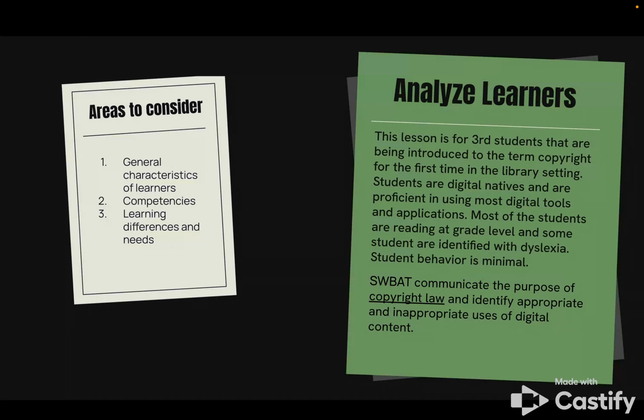Students are digital natives in this classroom, and they're proficient in using most digital tools and applications. Most of the students are reading at grade level, and some students in the classroom have been identified with dyslexia, so that will be used as a reference point when students are trying to use online tools, utilizing the Chromebooks for that text-to-speech. And the student behavior is minimal. Students will be able to communicate the purpose of copyright law and identify appropriate and inappropriate uses of digital content.